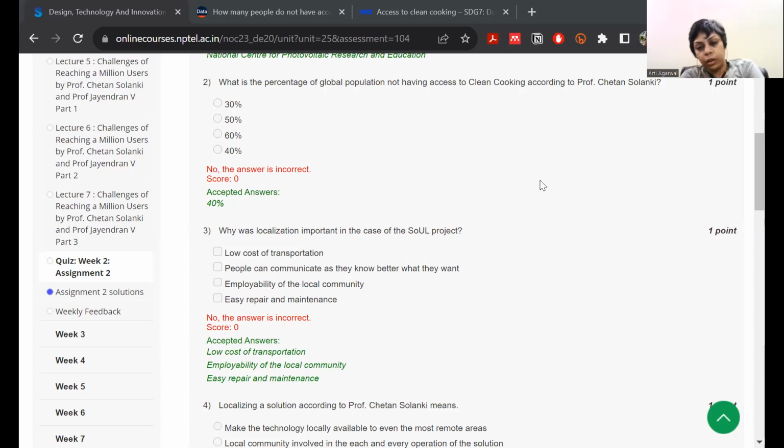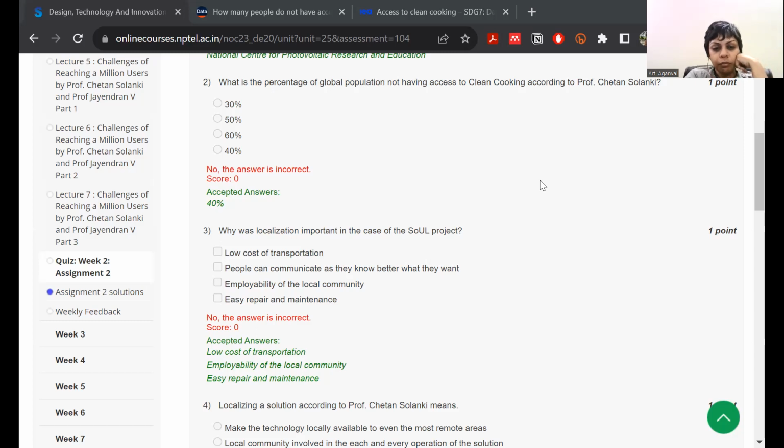And that is not necessarily a reason to localize a product, because people can tell you what they want even if your manufacturing site and distribution centers are located somewhere else. In the design phase, you will generally talk to the users, even if your project is located somewhere else, right? That's the point I wanted to make. That is why option number two is not included in the correct options.